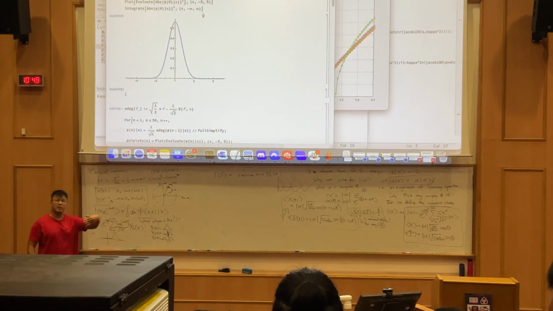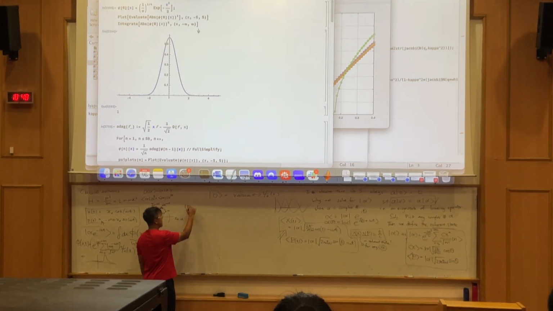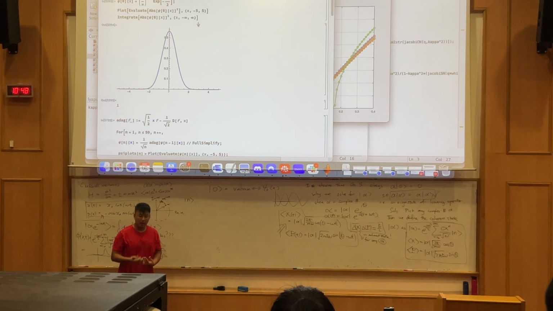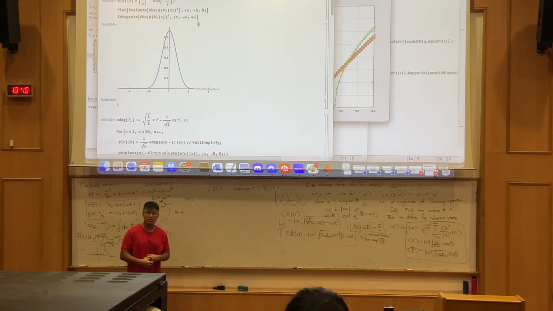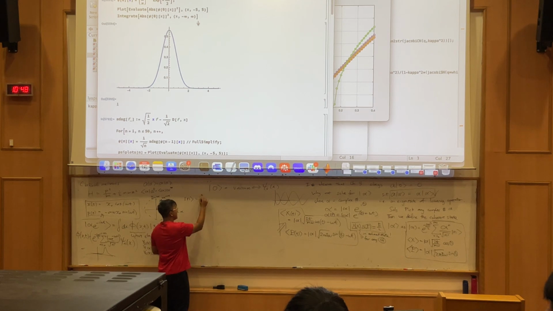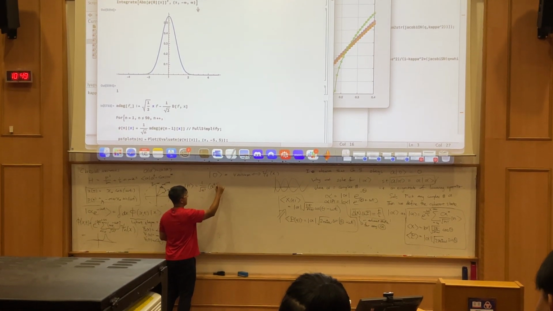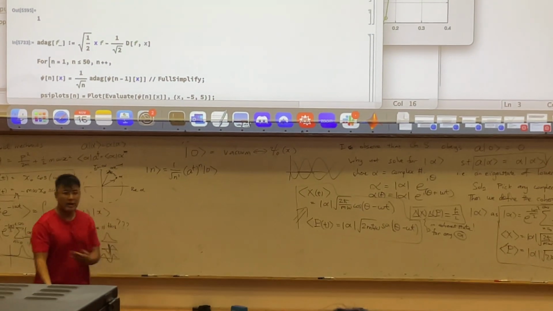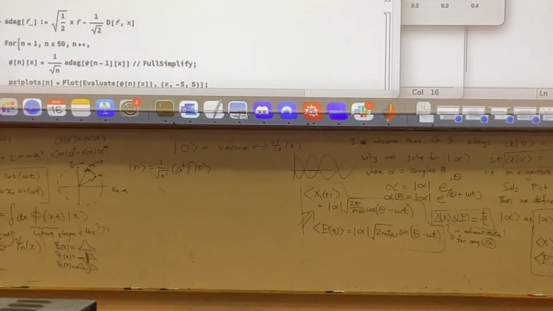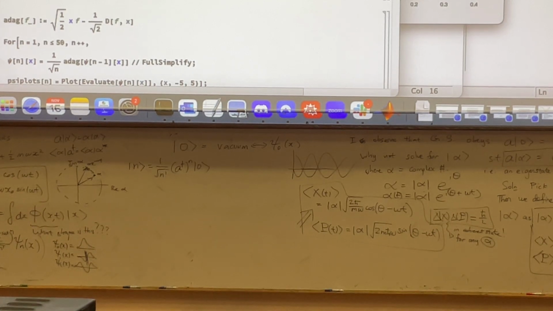But how do we construct the higher excited states? We say that |n> can be obtained by applying the raising operator onto it. Okay? And the normalization was 1 over square root n factorial, a dagger to the n, on |0>. So we apply it multiple times. Good. How does that help us?